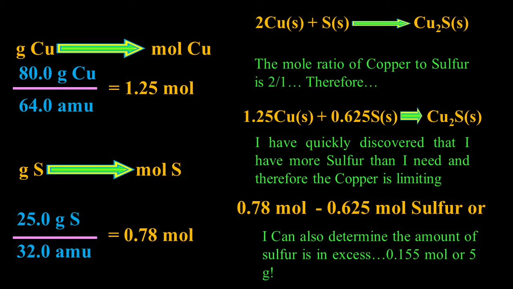Okay, now, if that's the case, then the copper should be twice the sulfur. So if you divided 1.25 in half, you would get 0.625. That's all you need. If you have 0.78, you would need almost 1.6. Well, you don't have that. So obviously, the copper is going to be the limiting reagent.